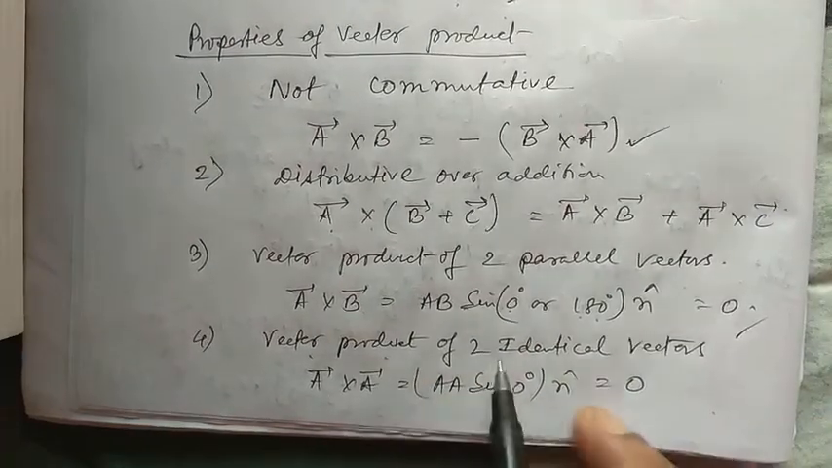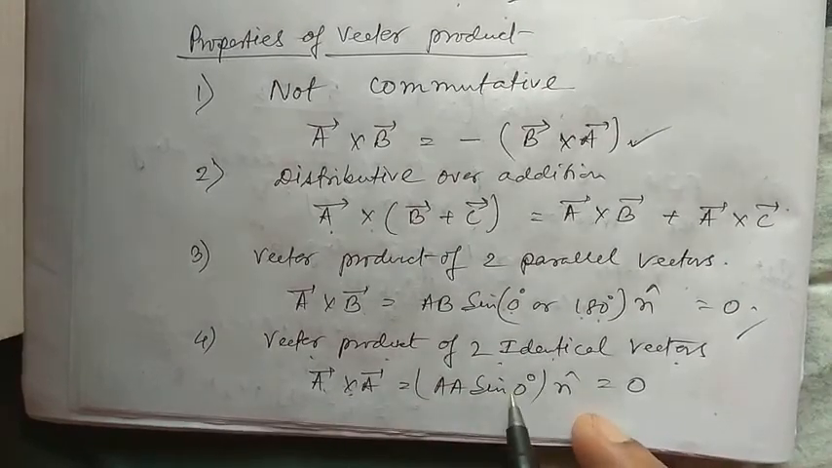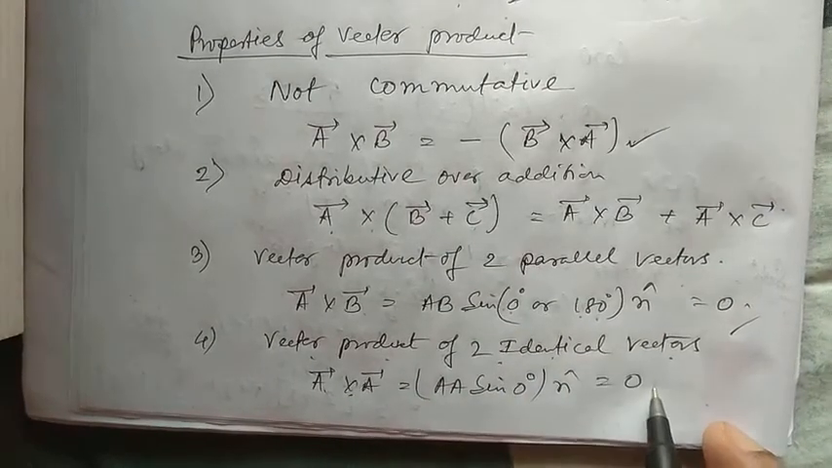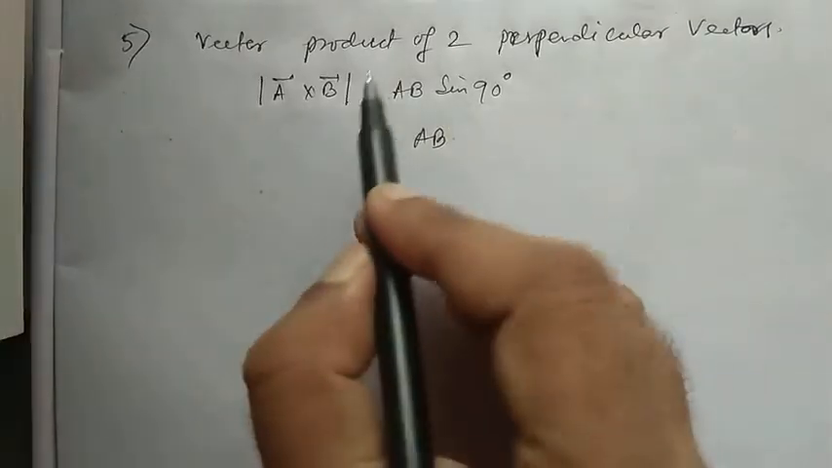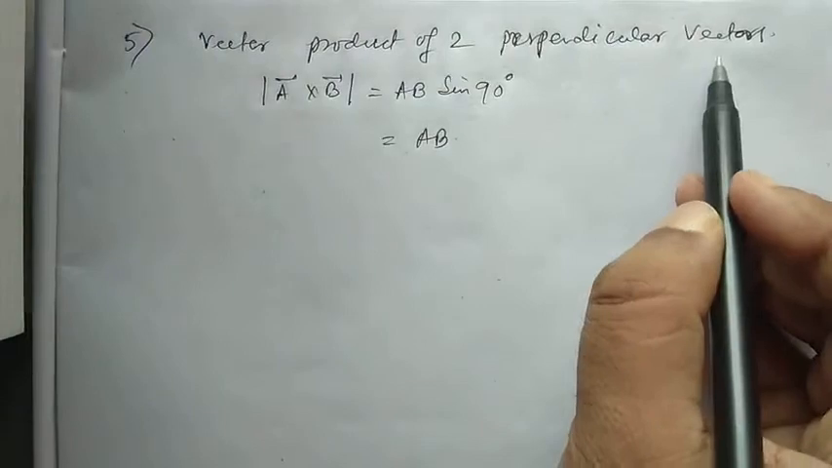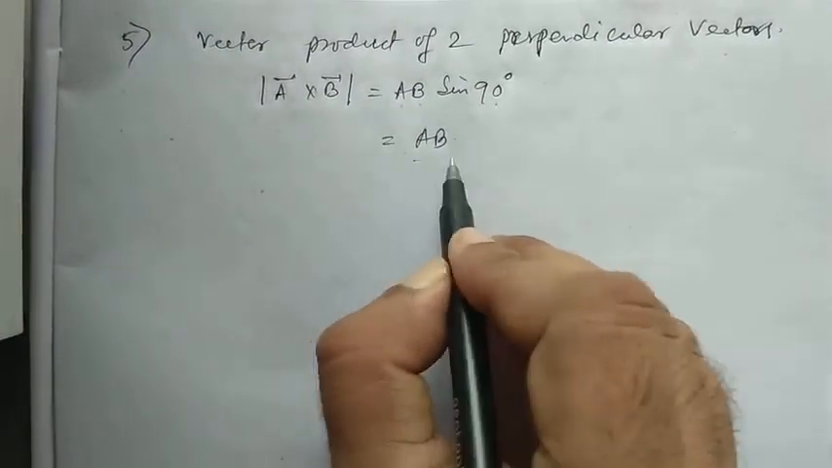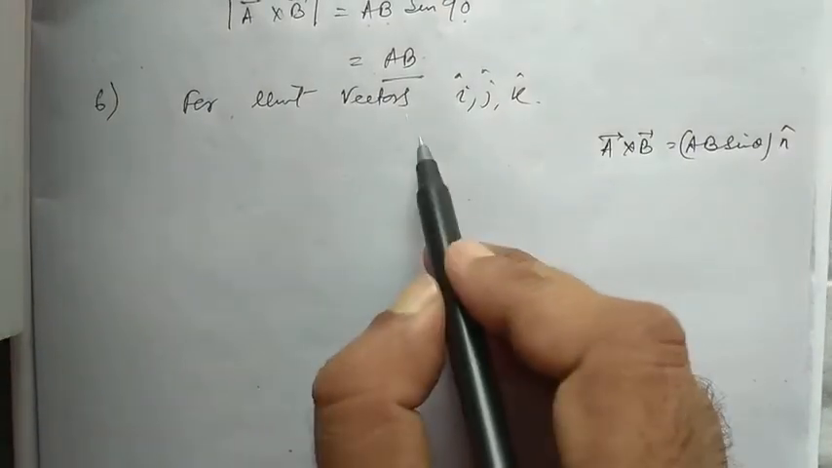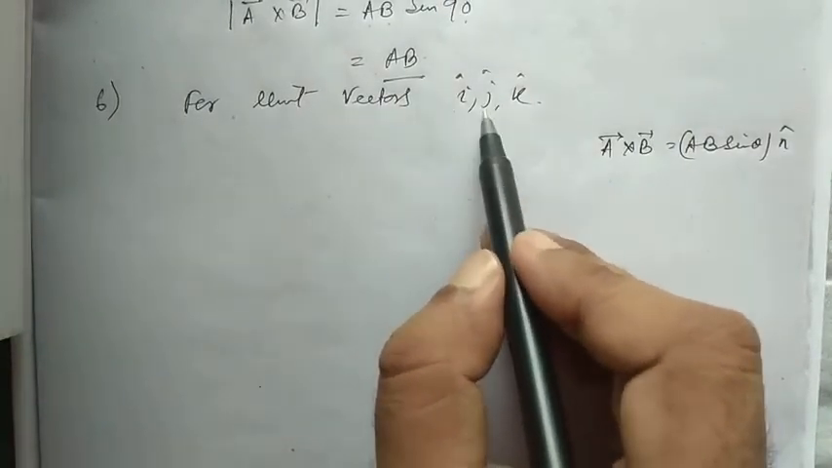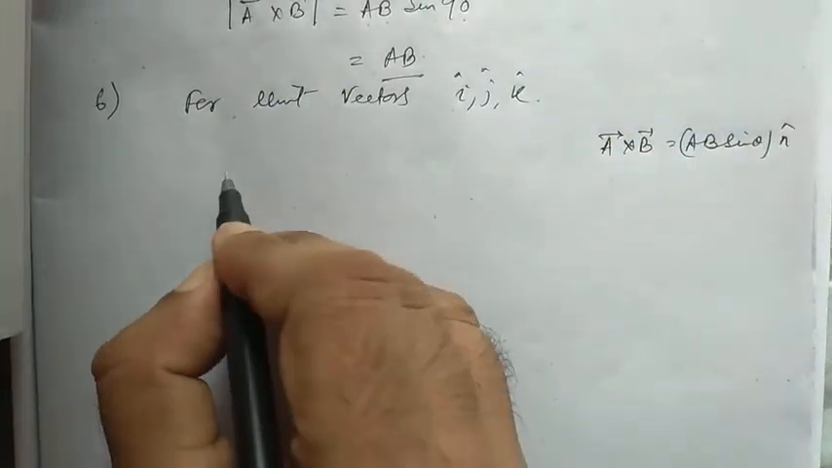Now vector product of two identical vectors, vector A cross vector A, here also the angle will be 0, also resulting in 0. The fifth property is the vector product of two perpendicular vectors. The angle between the two vectors is 90 degrees, sine 90 is 1, therefore it results in AB. The vector product between two unit vectors i j, j k or k i, this is a little bit tricky.